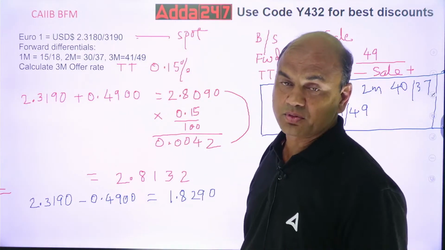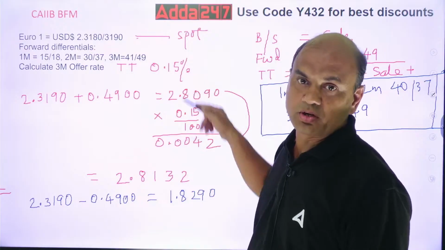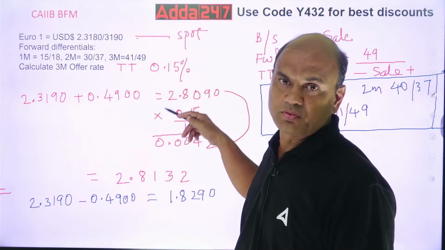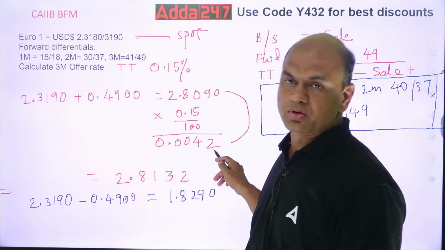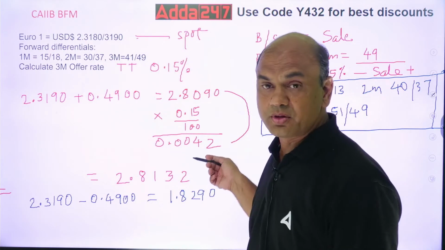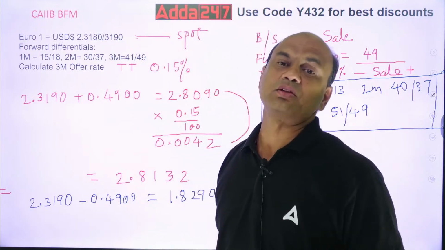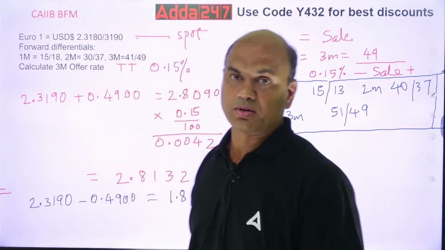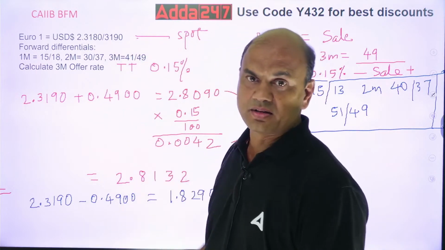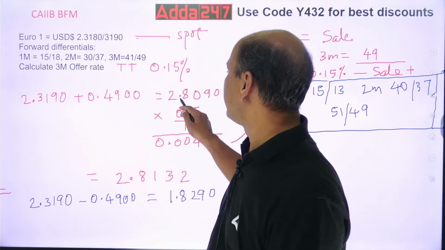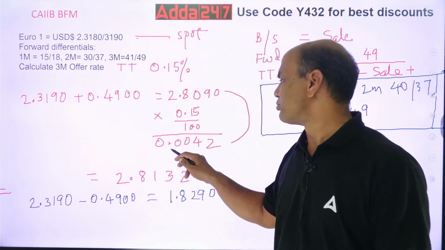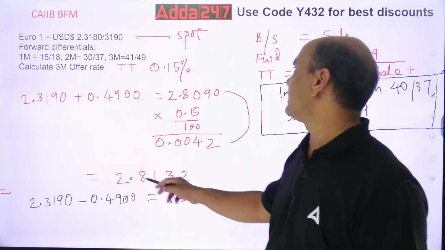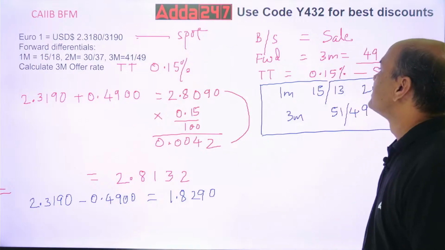Then in TT margin, what you have to do? 0.15% is given, so 0.15 upon 100 into 2.8090. If you multiply this, you will get 0.0042. Will you add or subtract? For TT margin, always remember, whenever you are selling, you will be adding it. Selling means offer, so you will be adding: 2.8090 plus 0.0042 is 2.8132. Got it?